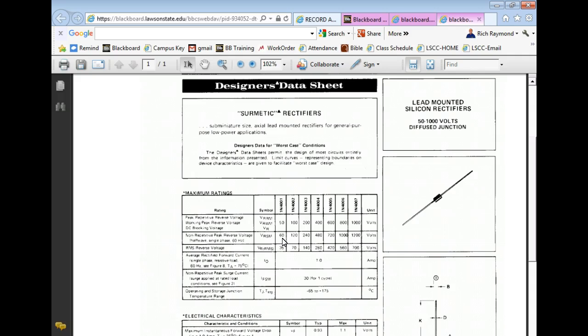What's the current rating on this thing? Right here, average rectified forward current 1 amp. But look at this guy, a non-repetitive peak current. So for one alternation, this guy could handle up to 30 amps, which, when we start talking about filtering, becomes very critical.